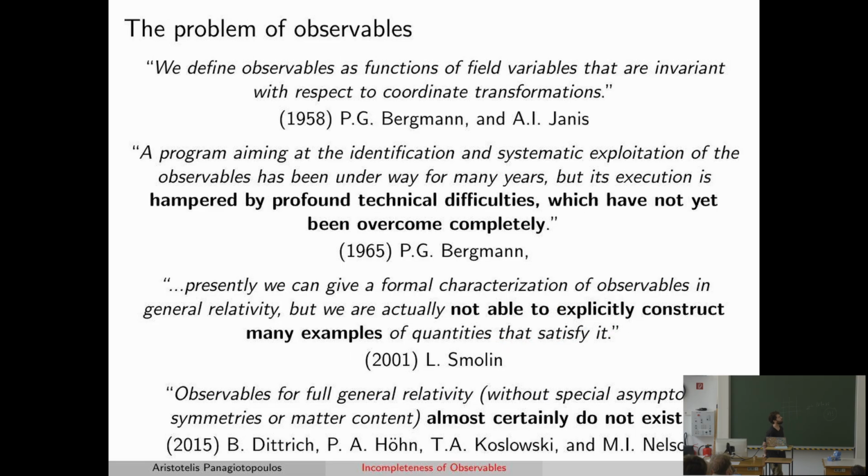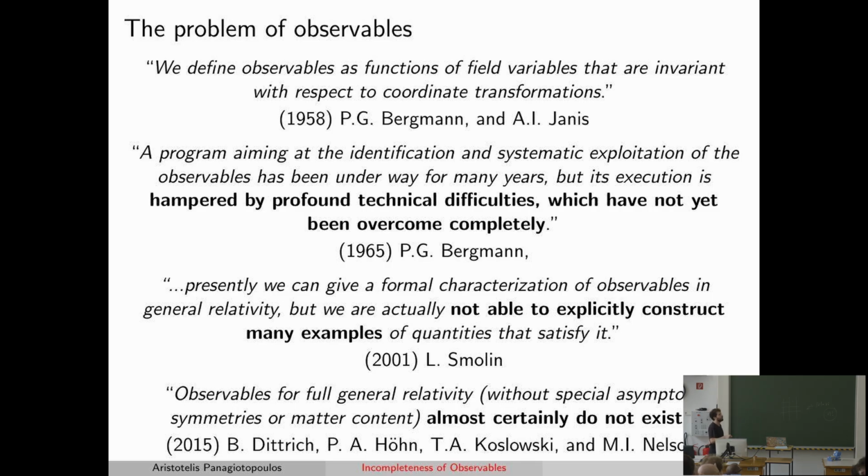What is the problem? Well, this is a little bit the way at least I've read the history, but there are people here who are more well versed in this topic. Going back to Bergmann, my understanding is that this is one of the programs that Bergmann put forth. He defines observables exactly in the same way: functions on the field variables that are invariant with respect to change of coordinates. But almost 10 years later, he remarks that there are profound technical difficulties in trying to find observables that we can use to implement this canonical quantization program. And these difficulties persist.